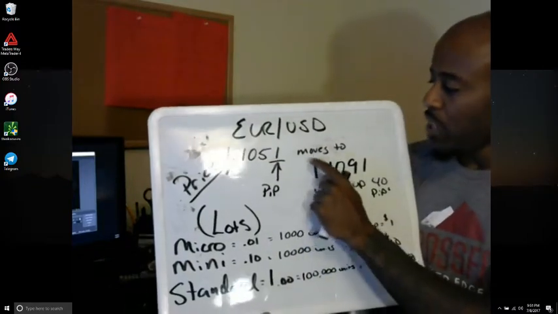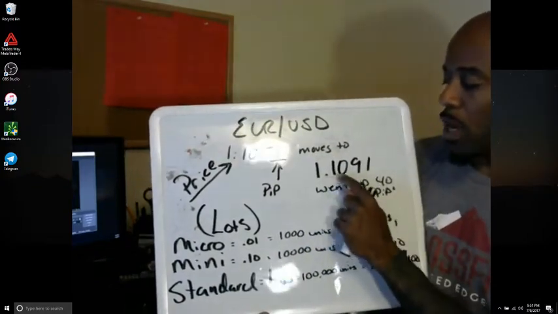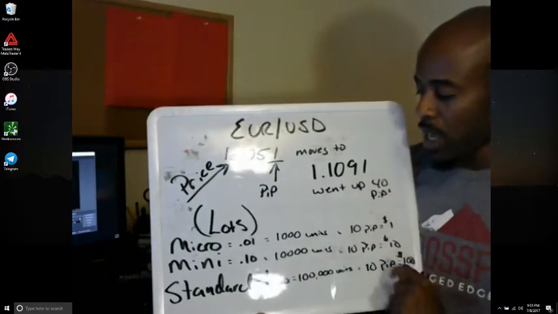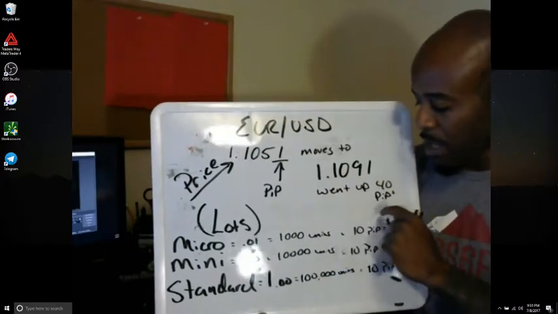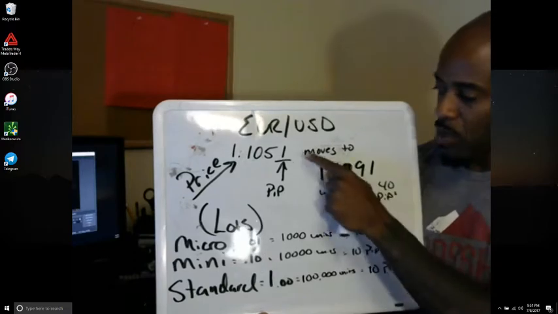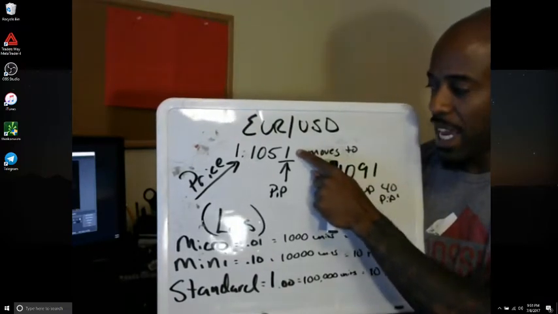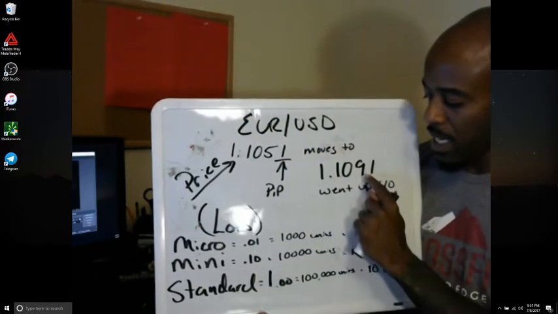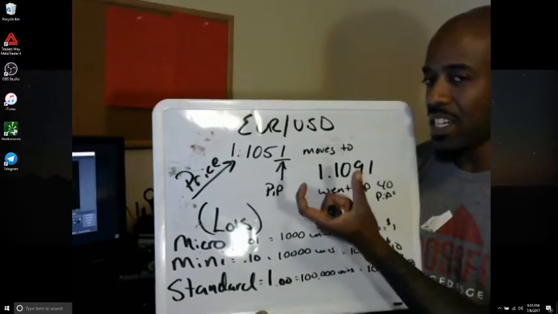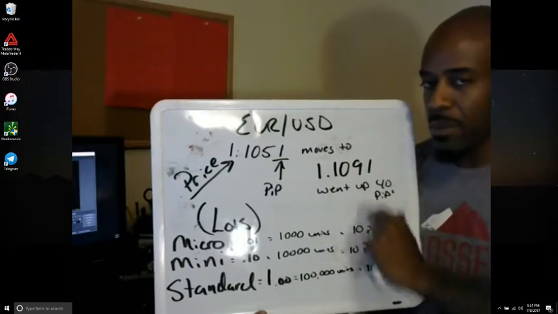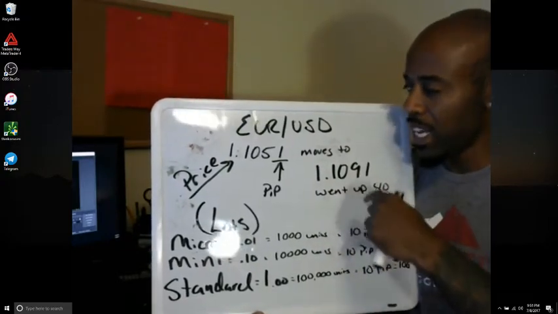As that price moves to 1.1091, we have increased in pips by 40 pips because we're counting that last decimal place. So as I go from 51 to 91, I've increased 40 pips. Let's repeat that again. Let's make sure we understand that.